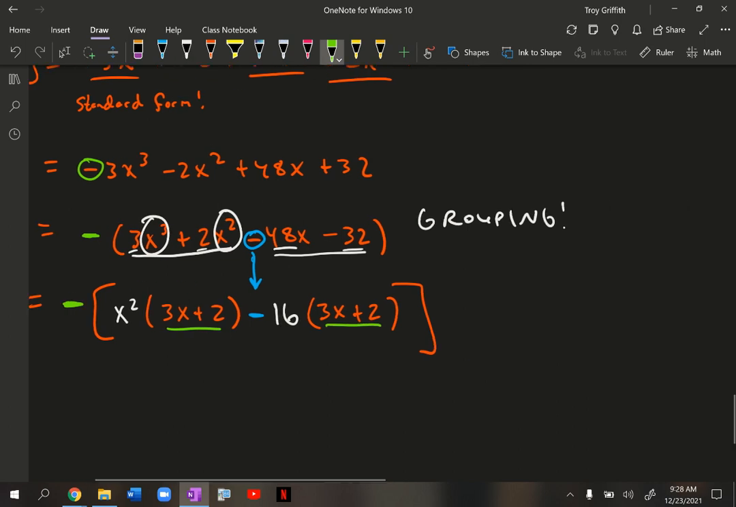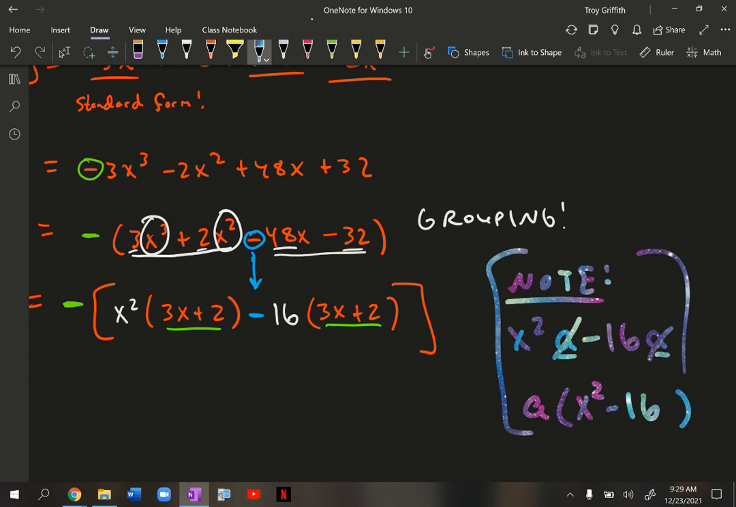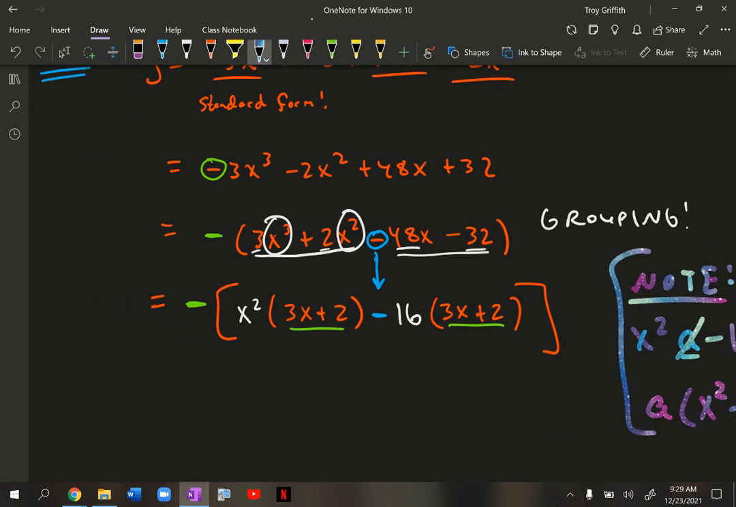This is kind of like, a side note: if I had x squared times a minus 16 times a, and I said, what do both of these have in common? Without hesitation, I think most of you would say, hey, you could take an a out of there. And if I took out that a, there would be an x squared minus 16 left over. Okay, if that's true, well, then guess what? Right here, these both have a 3x plus 2 left over, or in common.